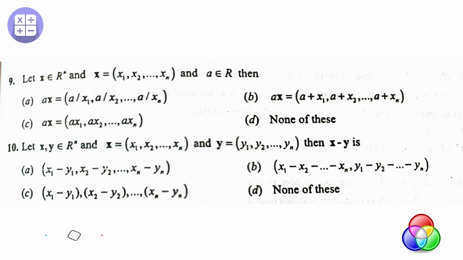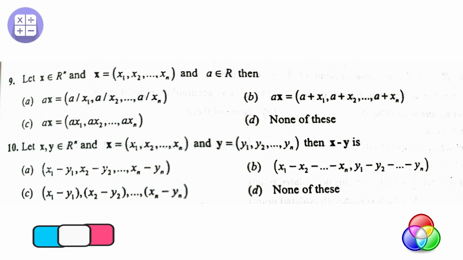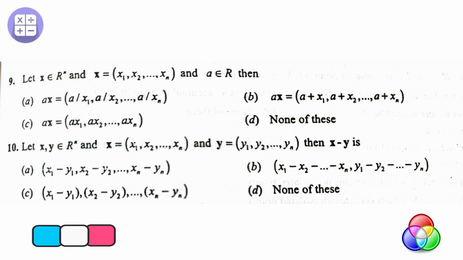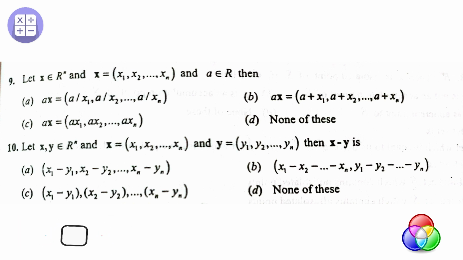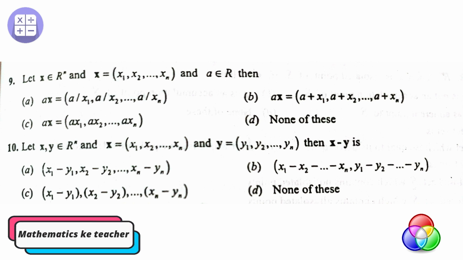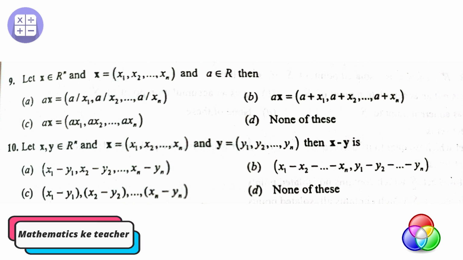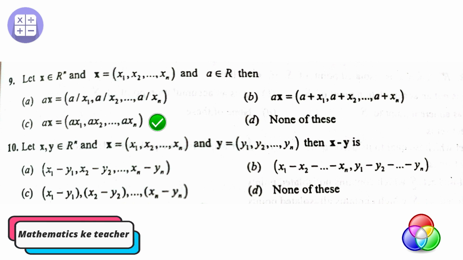Number 9. Let x belong to R^n, where x = (x1, x2, ..., xn), and a belong to R. Then ax is: A, (a/x1, a/x2, ..., a/xn). B, (a + x1, a + x2, ..., a + xn). C, (ax1, ax2, ..., axn). D, none of these. Correct option is C.